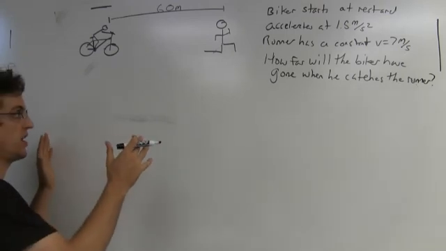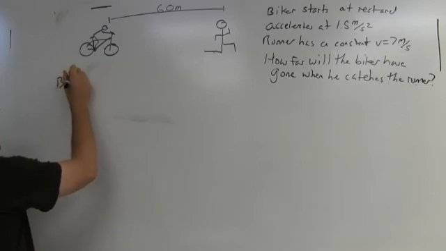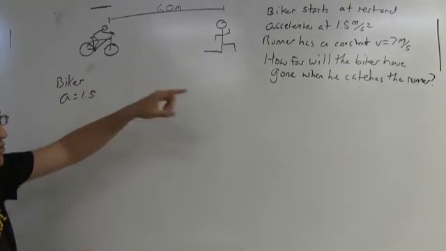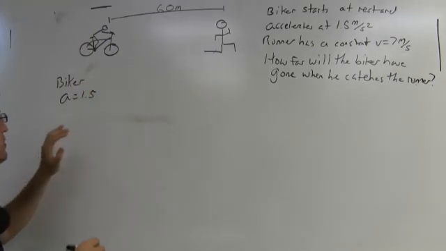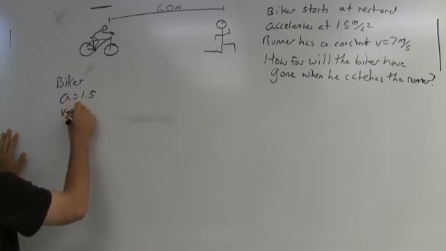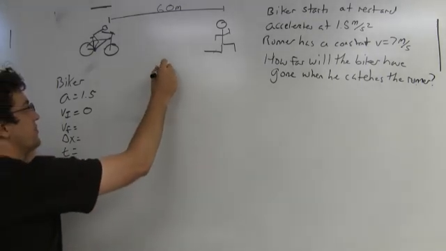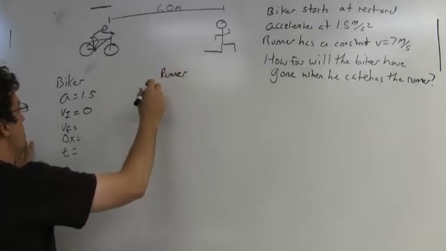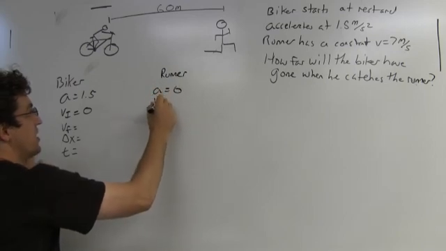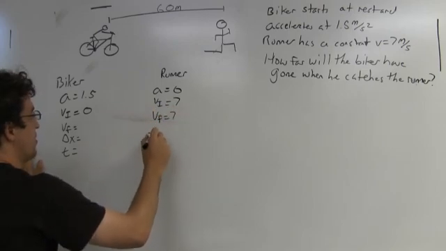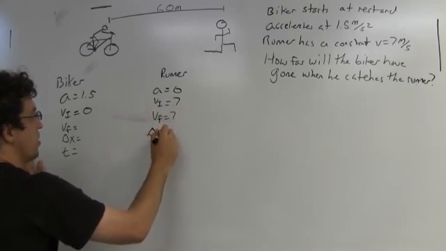Okay, so we want to separate these two things. We've got a biker here: a equals 1.5. Again, we're taking right to be positive here, so everything should be positive. V initial equals 0. Don't know V final, don't know change in x, don't know t, or at least we don't know yet. How about for the runner? For the runner we've got a equals 0, V initial equals 7, which means that V final is also going to equal 7. And again, we don't know change in x or t.